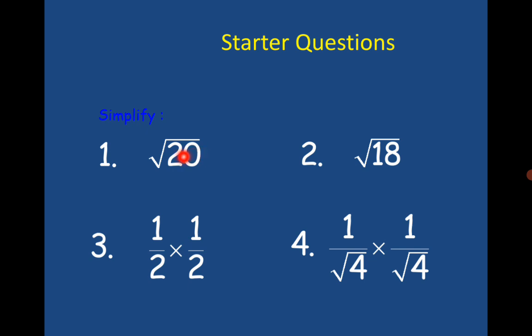Simplifying surds. Let's have these. Can you compute root 20, root 18, half times half, 1 over root 4 times 1 over root 4? Can you quickly do this? Let's see what you find. The results you obtain are going to help us to move forward.